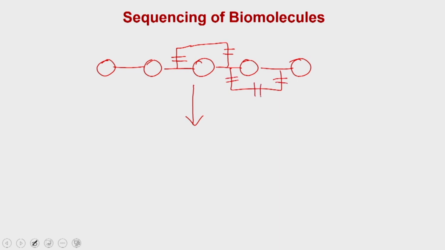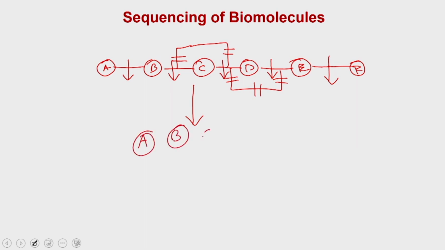The second thing is that you also have to cleave the biomolecule at every amino acid or every monomer, at the end of every monomer. Suppose this is A, this is B, this is C, this is D, this is E, this is F. If you cleave after everything, you are going to get a combination of all these alphabets in the solution.